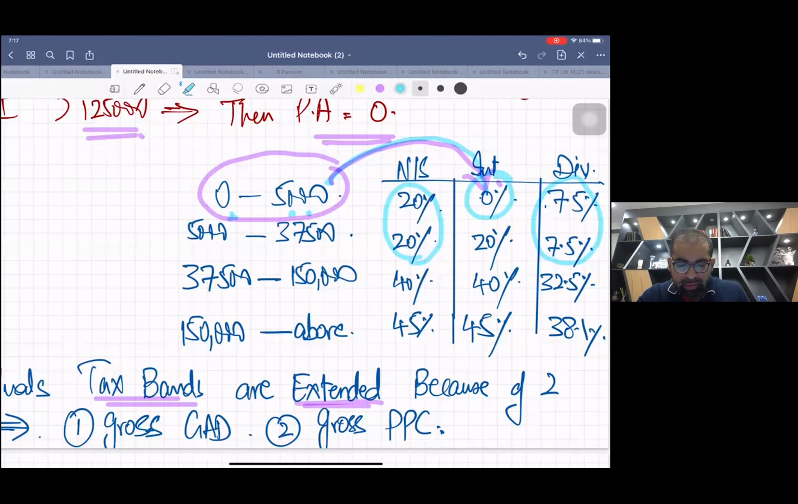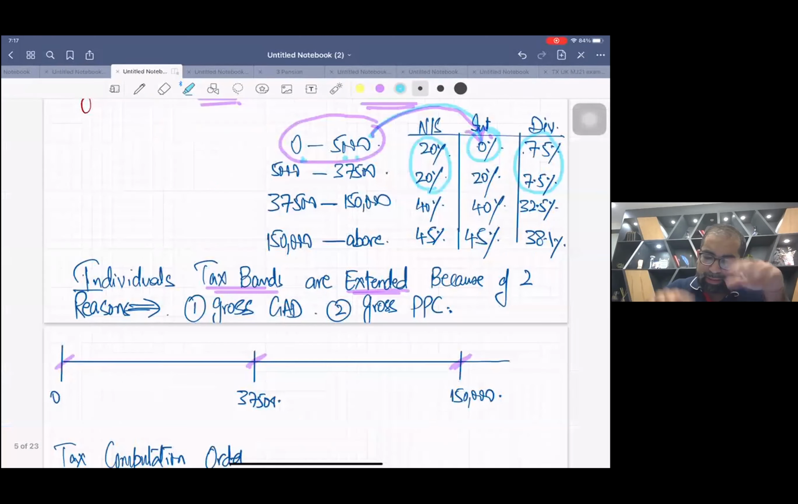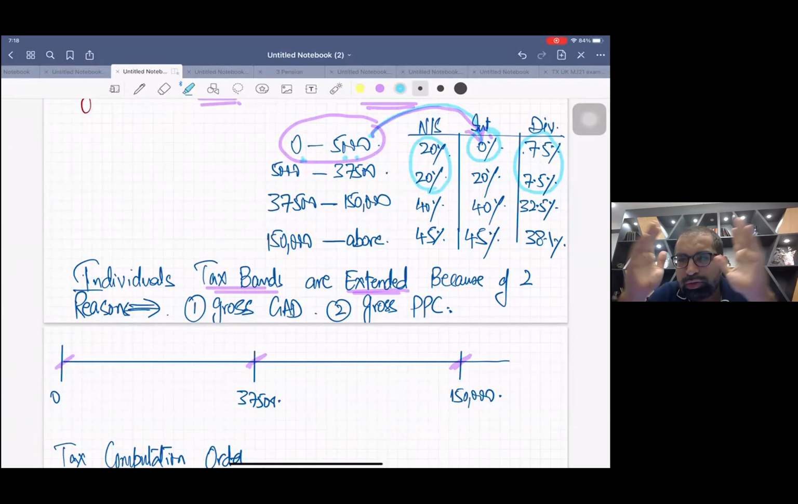Now, for individuals, tax bands are extended because of two reasons. Number one, if you have gross gift aid donations, if gross gift aid donation is given in the question, then you need to stretch the band. Okay, and because of gross personal pension contribution by an individual, then you need to stretch the band. Okay, these are the only two things because of which you stretch the band.